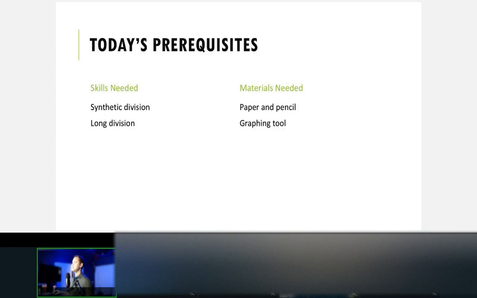Make sure you get your paper, pencil, pen, and graphing tool like Desmos. Today's gonna be very simple. If you remember how to do synthetic division and especially long division, we'll be using this. We'll be doing division when calculating our slant asymptotes, SA for short.